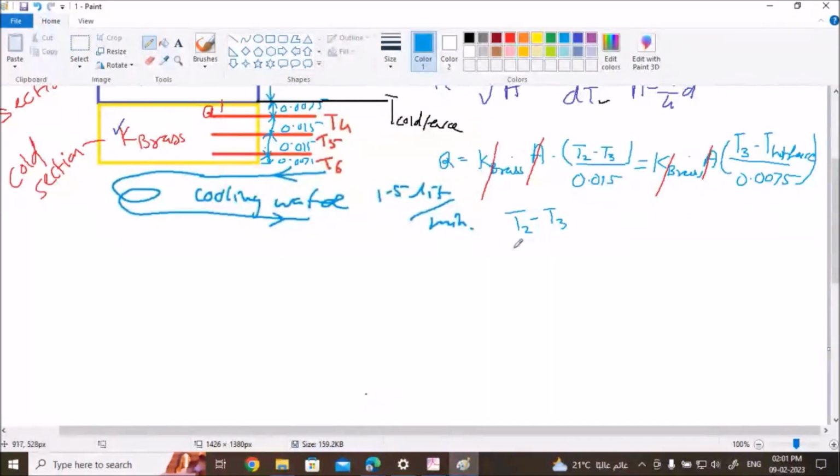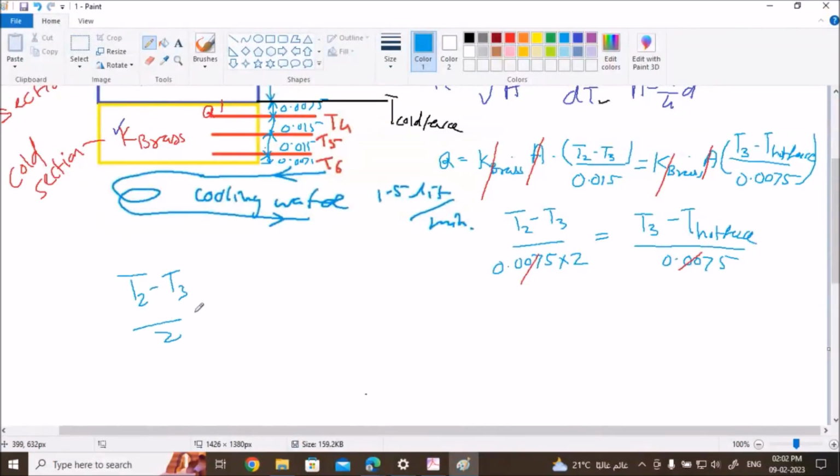T2 minus T3 divided by 0.015. Look here, 0.0075 is half, into 2 it becomes 0.015. It is the same, equal to T3 minus T hot phase divided by 0.0075. This 0.0075 gets cancelled. So what is remaining? T2 minus T3 divided by 2 is equal to T3 minus T hot phase.